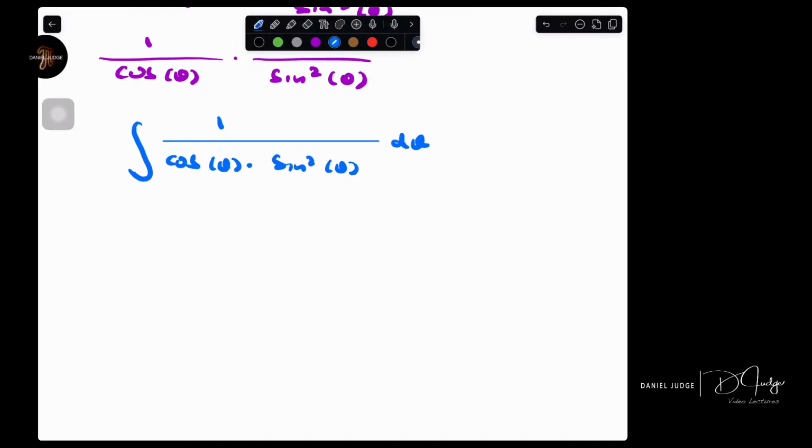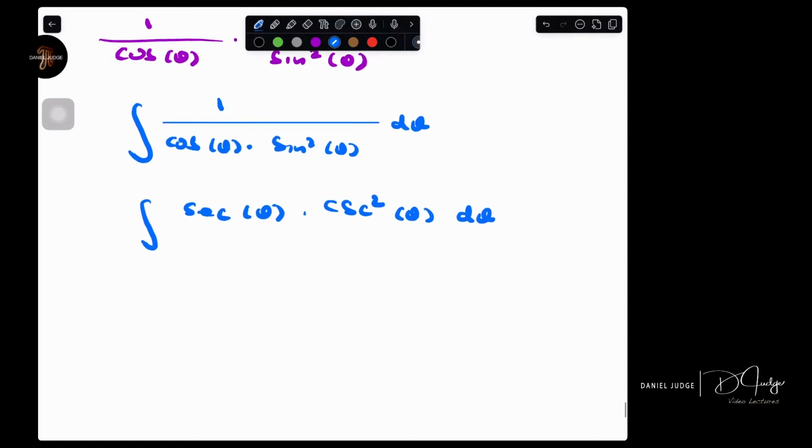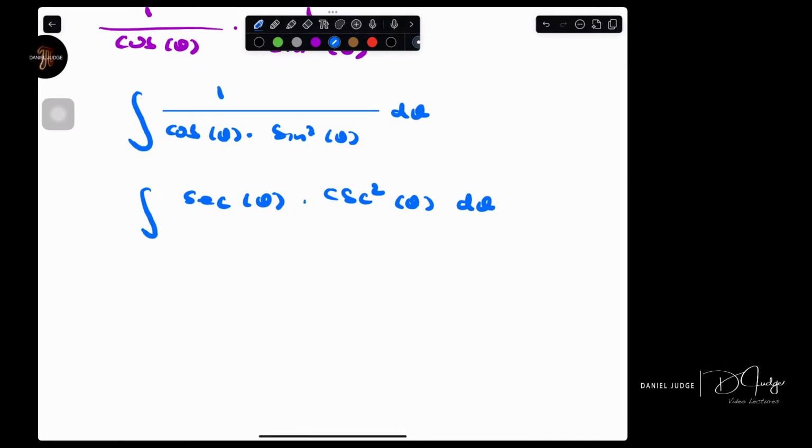So it looks like we're now going to get what? Secant theta times cosecant squared theta d theta. Let's double check. All right. So we're going to have to use an identity here for cosecant squared theta.